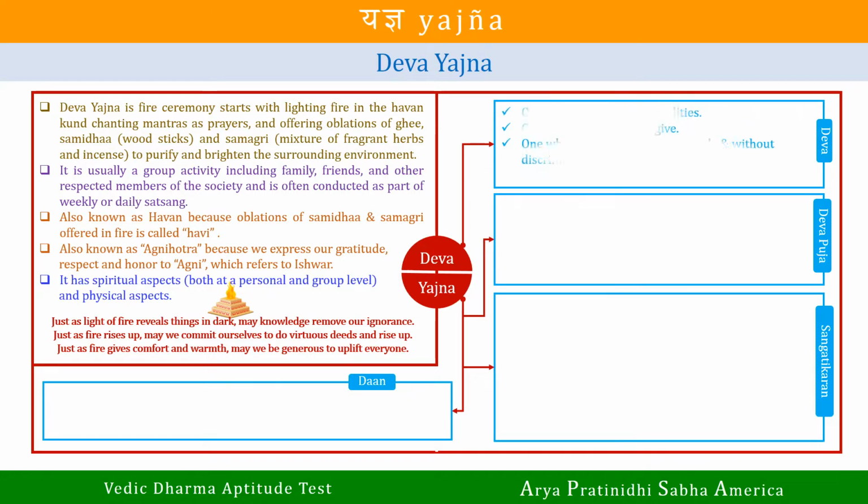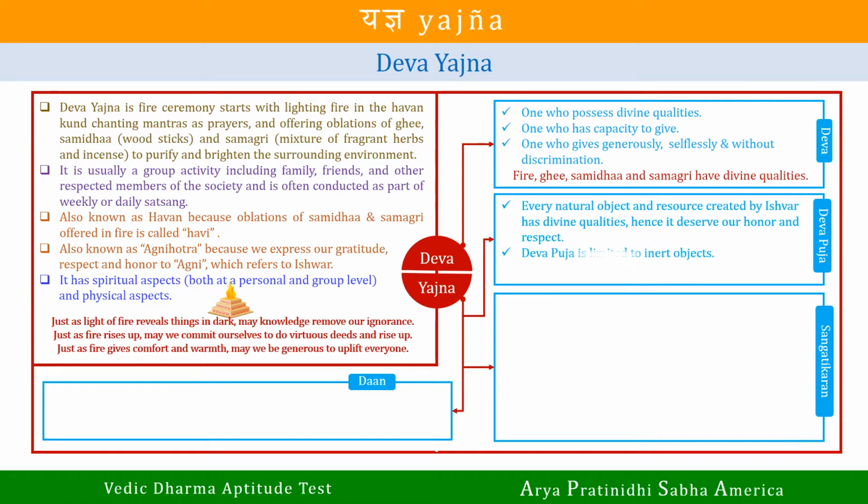Let us go back to the basic definition of the word Dev. Who is a Dev? One who possesses divine qualities, one who has the capacity to give, one who gives generously, selflessly, and without discrimination is called a Dev. That means fire, ghee, samhita, and samagri all have divine qualities. Normally, we would not think so.